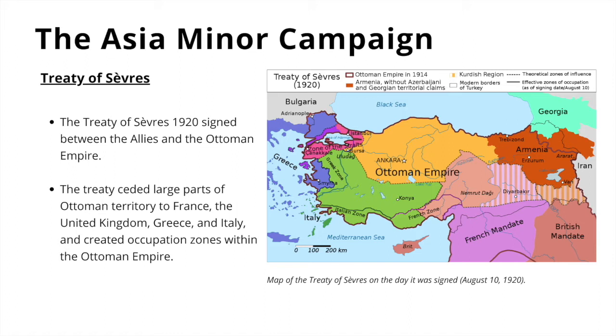The most significant outcome after the First World War, and this should be seen as an extension of it, was the Treaty of Sèvres. The Treaty of Sèvres basically said the defeated Ottoman Empire will now be split into a whole range of bits. The Greek part, the Greeks will acquire the region around Smyrna.